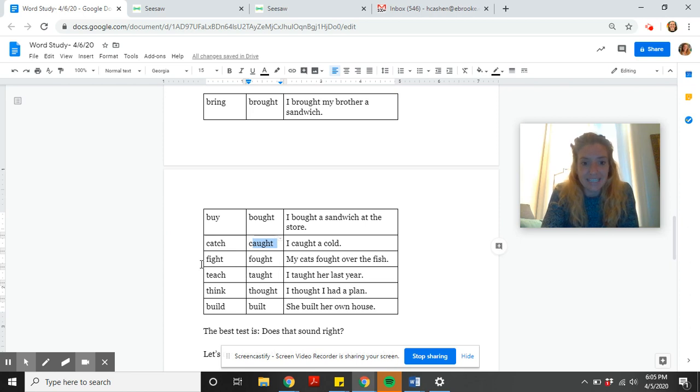Next word is teach. Same as catch. It ends with a ch sound. So instead of ought, it's aught. And that's because you would never say I teached her. You wouldn't be right. You'd be like, you did what? You would say I taught her last year. All right. The past tense of think is thought, so that you can figure out if that's different.